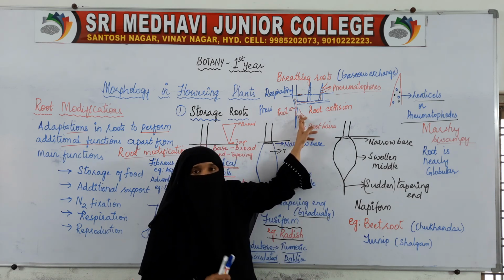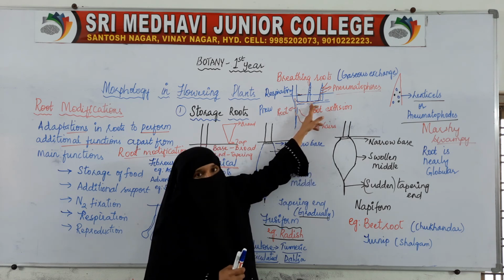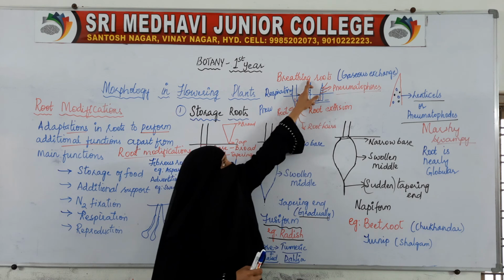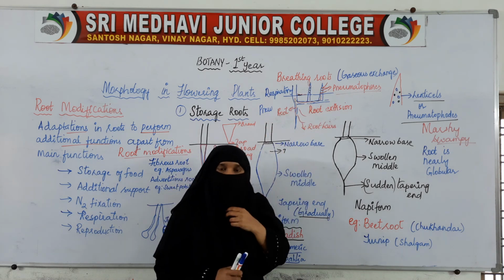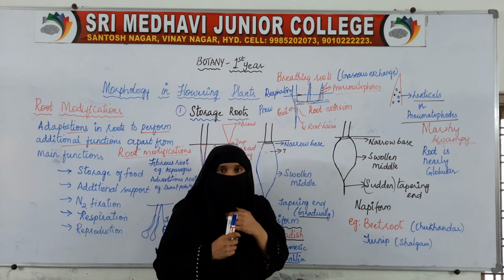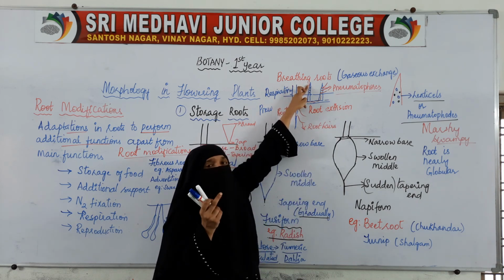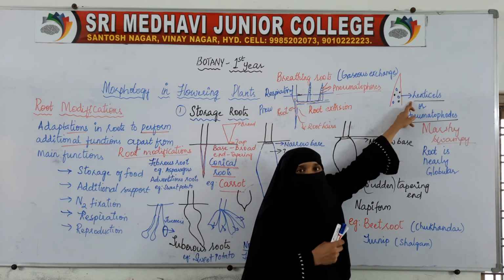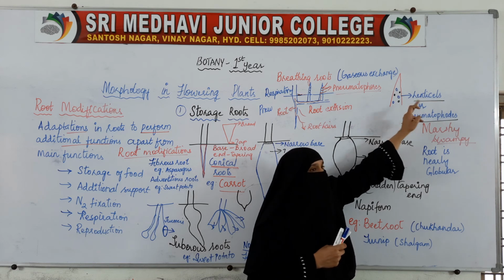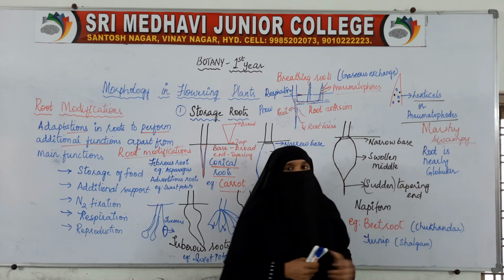So in order to breathe, in order to survive, the roots will show these horizontal extensions, and on them pneumatophores will be formed. These pneumatophores will be growing upwards, away from the soil. On these pneumatophores we have small hole-like structures, called lenticels. These lenticels help in exchange of gases.